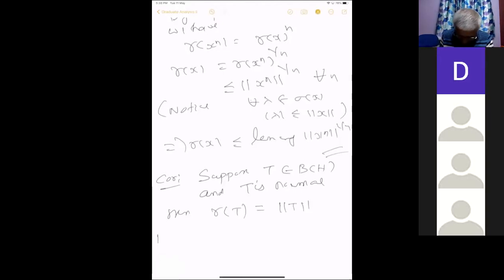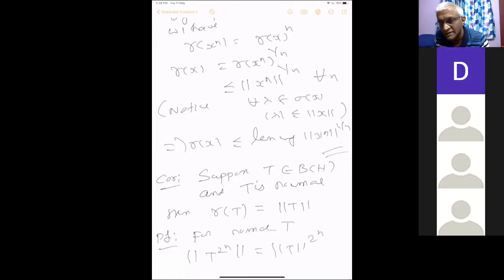Okay, proof. I think we proved this for normal t, norm t power 2 power n equal to norm t power 2 power n. We proved this, no? Did we prove this last class? Yes, sir. Not last class, the previous class.